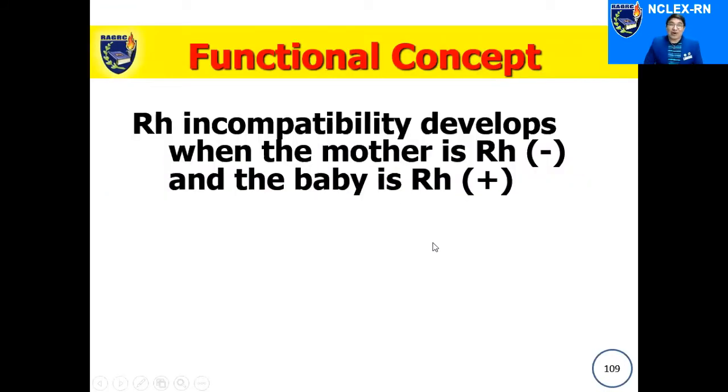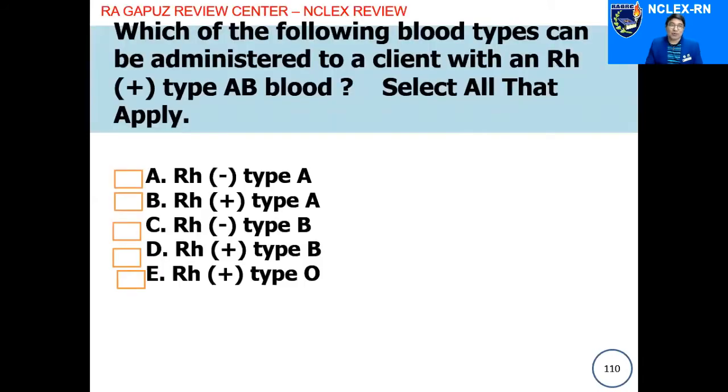Here's a functional concept, my favorite. Okay, this is actually unique to the Gapuz review system. So Rh incompatibility develops when the mother is Rh negative and the baby is Rh positive. Okay, so here's a sample question. Which of the following blood types can be administered to a client with an Rh positive type AB blood?